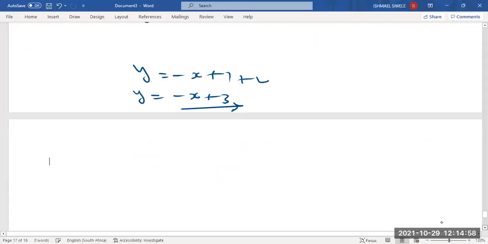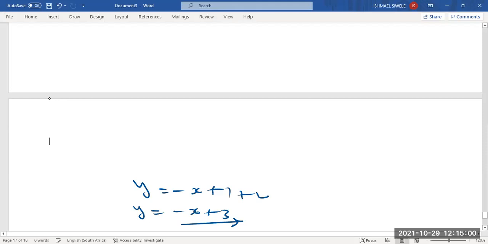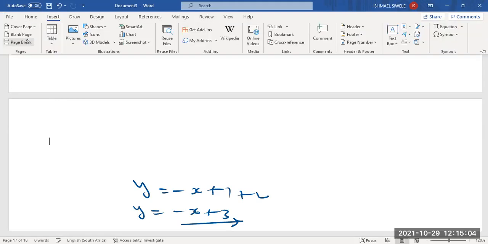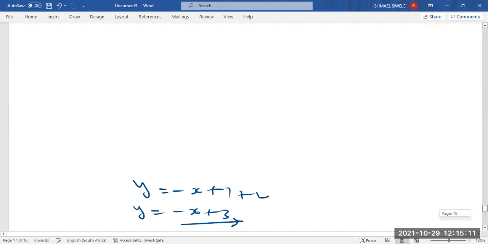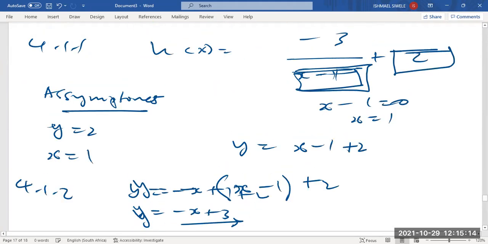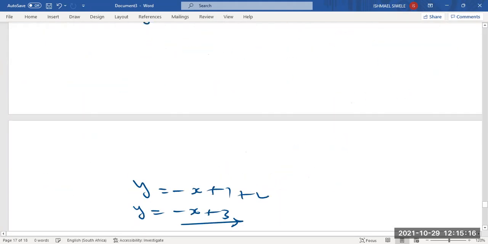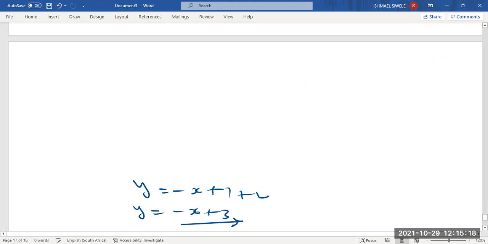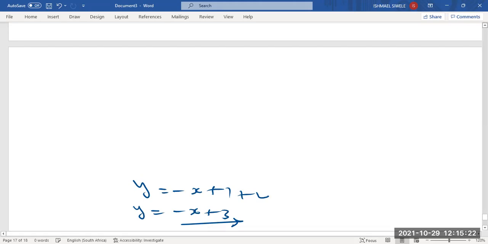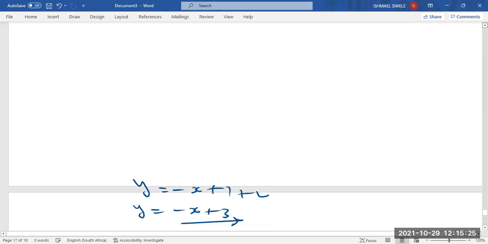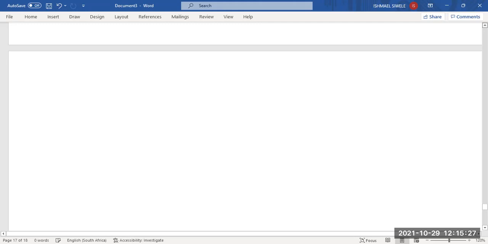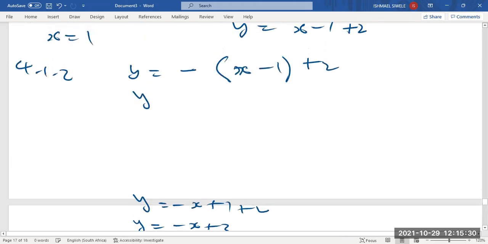So let me insert a page. As you can see, I don't have a page, so I need a page. I'm not sure what is happening here. Whatever is happening is going to come back. This thing is moving as I'm moving the screen. Okay, let me see something.